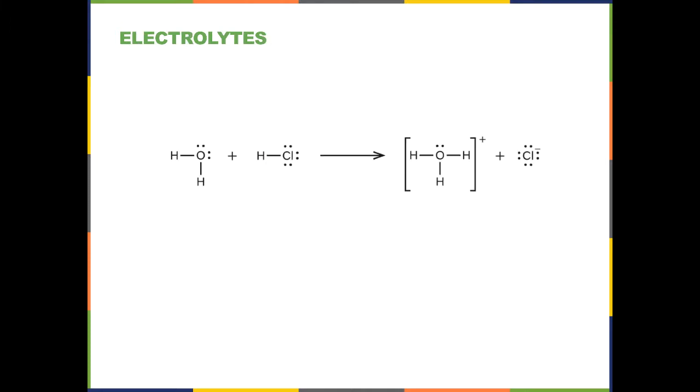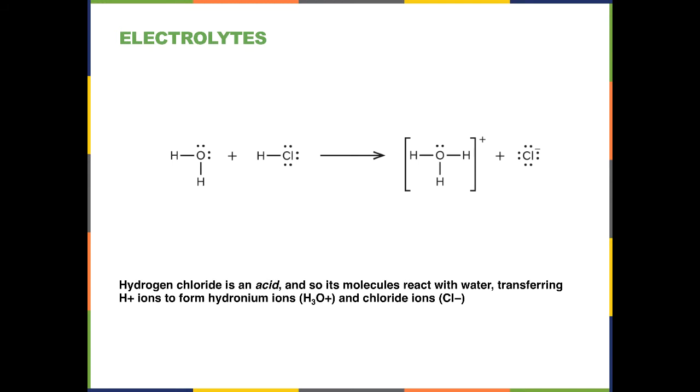Now here's the situation, I said physical or chemical. Now here's a chemical process that leads to the formation of ions. You have the combination of water with hydrochloric acid, and the hydrogen on the hydrochloric acid chemically reacts with the water molecule to form the hydronium ion and the chloride ion. So you have the ions forming in that way. So hydrochloric acid is an acid, so its molecule reacts with water and transfers this hydrogen ion to form the hydronium ion and the chloride ion.